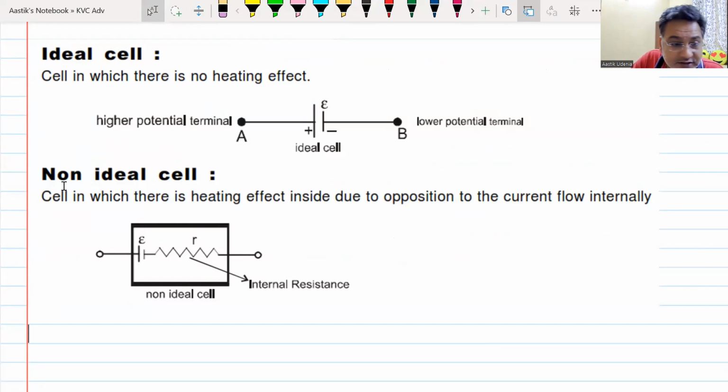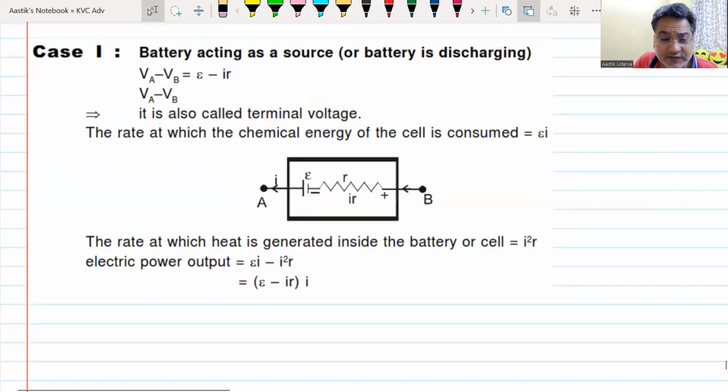Then we had seen the two cases where the battery is getting charged or where the battery is getting discharged. When the battery is getting discharged, we say work is done by the battery. This is the potential difference across the battery, VA minus VB. E minus Ir will be the potential difference across the battery. In this case, this will be less than the EMF. Yes or no? Yes, sir.